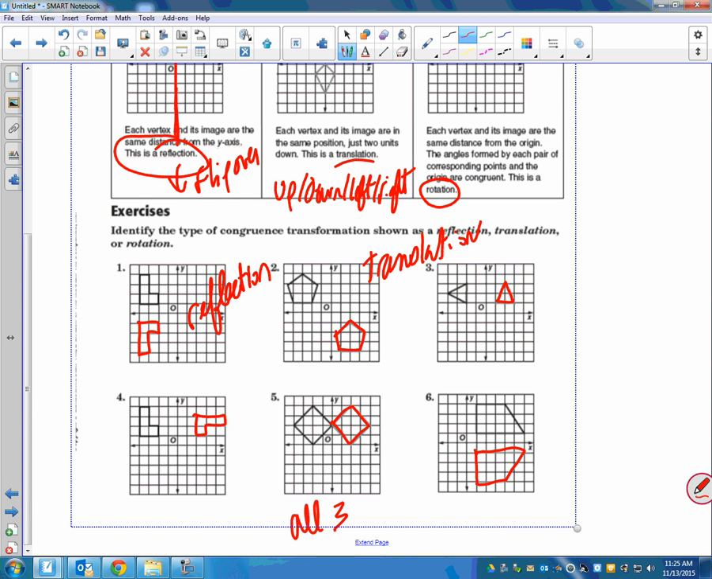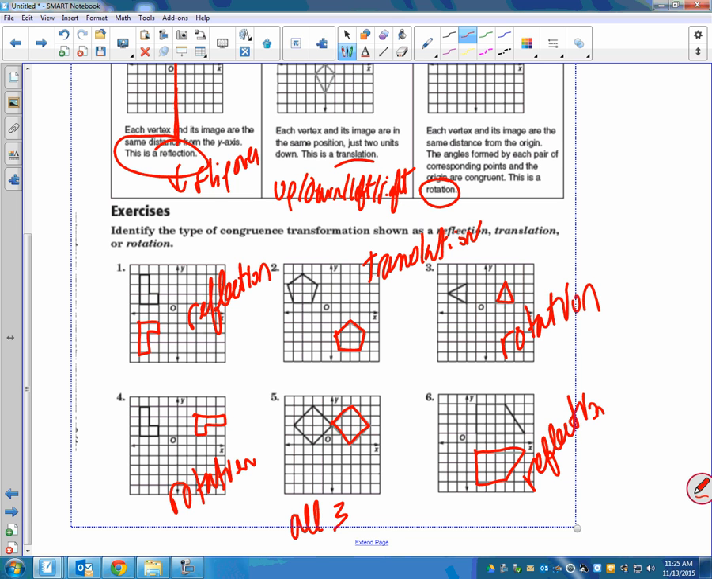Keep it simple. So what about this one? Rotation? Did you say reflection on this one? Because it's the mirror image. And this one is rotation. It's supposed to be just pretty basic.